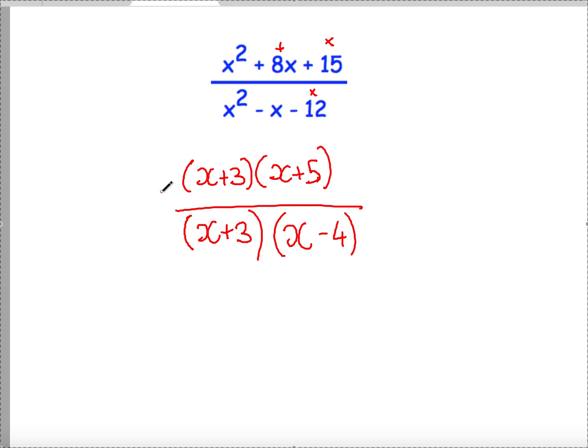And then we're not quite finished, of course, because these two will cancel out as they're both x plus 3. And then your final answer would be x plus 5 all over x take away 4.